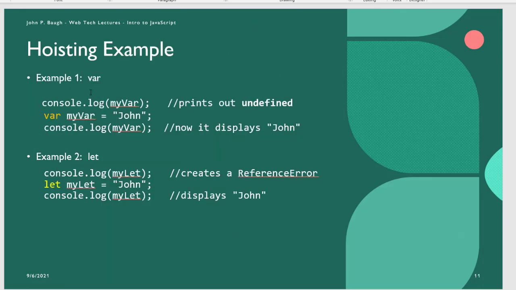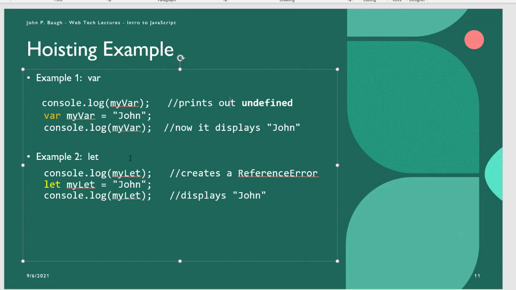So here's a set of examples. Example 1 with var. If we do console.log myvar, even though I've declared it later, this will actually print out undefined because myvar was hoisted above where it's used. When we print it there, it knows that that variable exists. It just doesn't have a value yet. Then here, it knows that we intended to set its value with a declaration right there. So it will actually store John. And then when we go to console.log, it will print John.